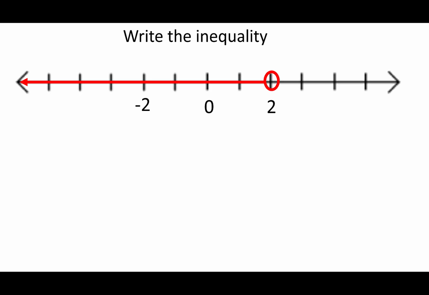All right, looking at this final one we have here. Again, my dot is at 2. Again, I'm going to use x. Shaded to the left or to the right? Shading to the left, so it is less than. And is it open or closed? It's open, so we don't need the equal to. So we get x is less than 2. And that is it.